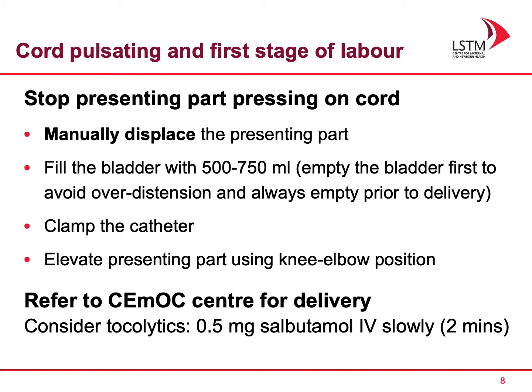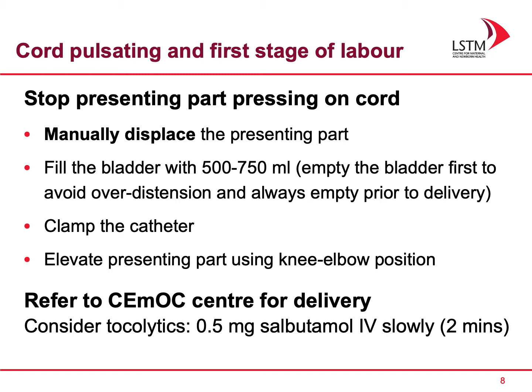on the baby. Now, there are many maneuvers which have been suggested which can help us decompress the cord from the presenting part. So we can do manual displacement of the presenting part by filling the bladder with around 500 to 750 mils of normal saline, where we put a catheter and we inflate 500 to 750 mils of normal saline towards the bladder. The bladder will contract.